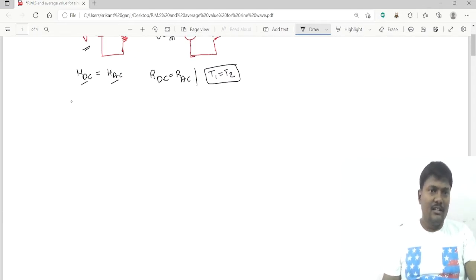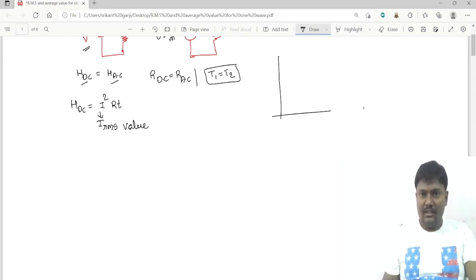The heat produced in a DC circuit is equal to I square RT, where I is called the RMS value of the current. So I am taking the sinusoidal waveform. This is a current waveform where i is equal to Im sin omega t.